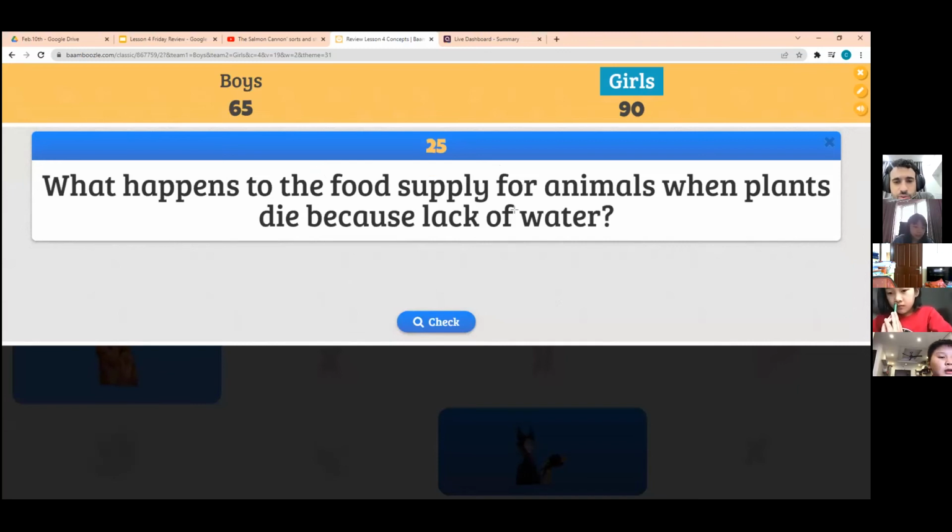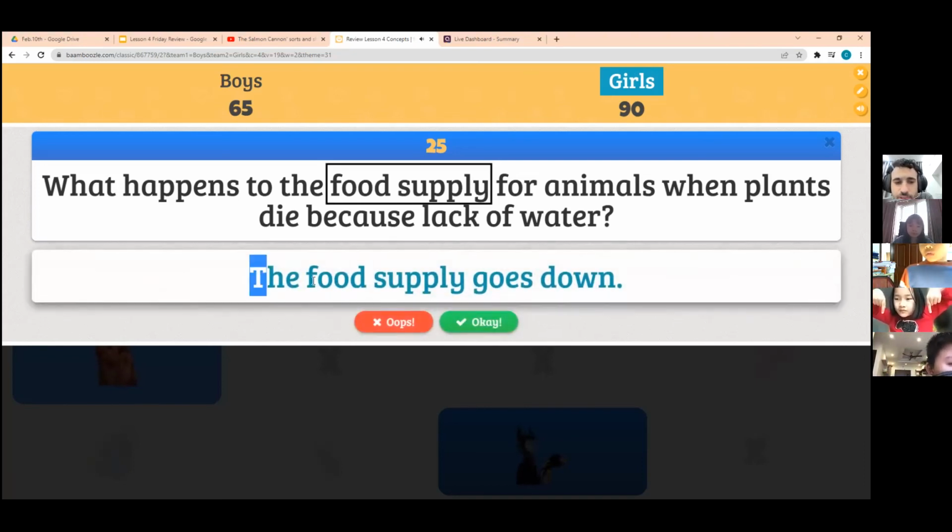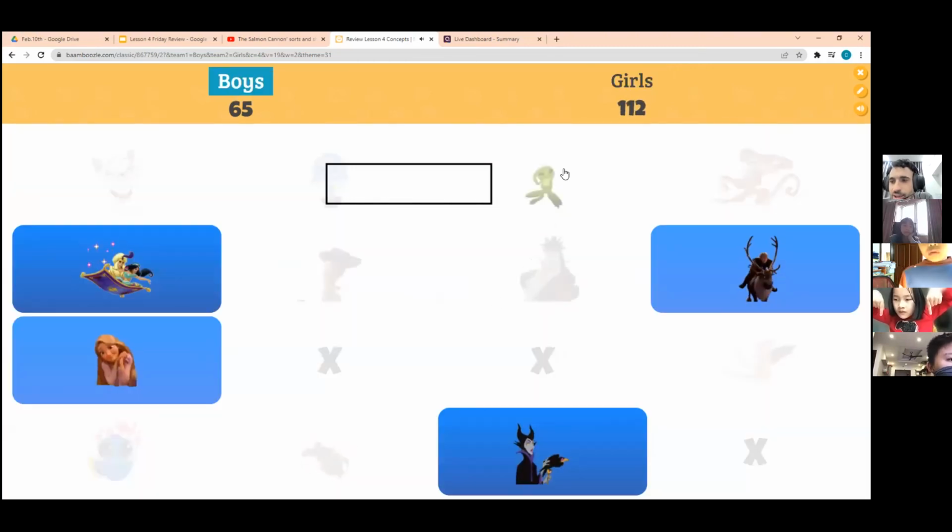The food supply is the amount of food. What will happen to the amount of food when the plants die? Will the amount of food go up or will it go down? What do you think, Cherry? It's gonna go down. Exactly. The food supply goes down. Good job. Okay, 25 points for the girls.